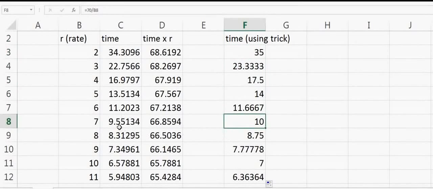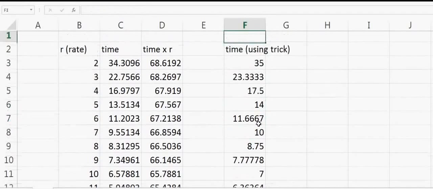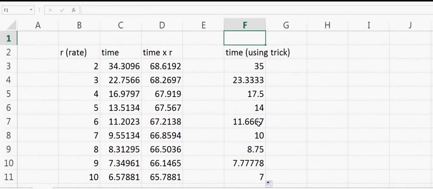So if we have 9.55 years here, we get approximately 10 years. So this is how the trick was made, and you can see that it does give you the approximate values when you are trying to do this calculation.